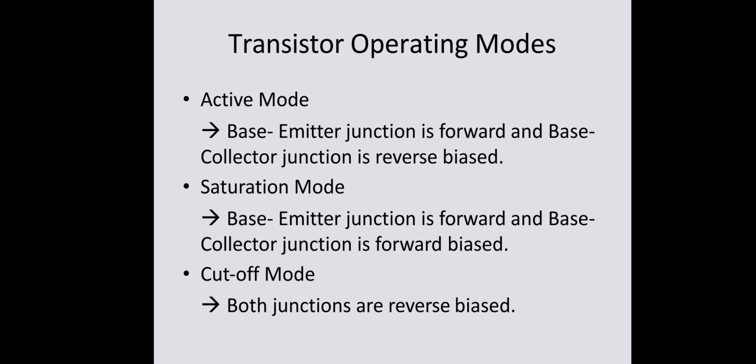And the third one is the cutoff mode, in which both junctions are reverse biased. In the active mode of operation, we can use the transistor as an amplifier, in saturation mode the transistor works as an on switch, and in cutoff mode the transistor works as an off switch.